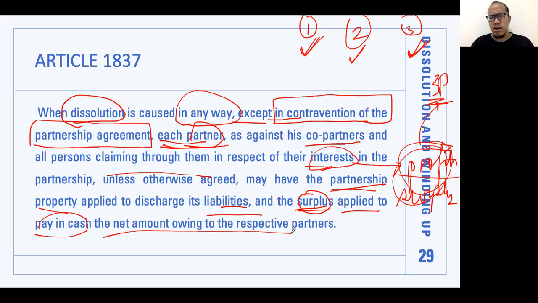and then ibayad mo sa mga partners. Sa ating advanced accounting, I think meron tong discussion on how to distribute yung remaining assets ng isang partnership if they have undergone the process of dissolution. Okay, let's go to the next.